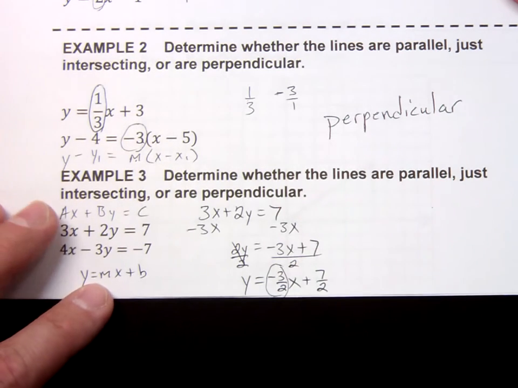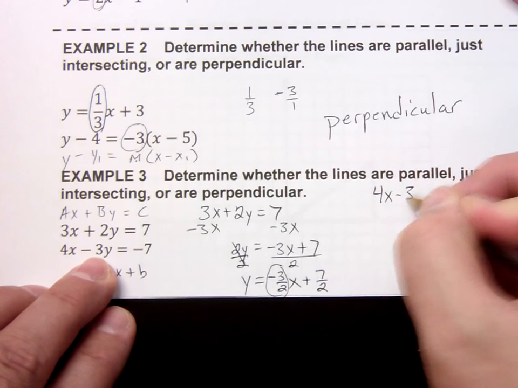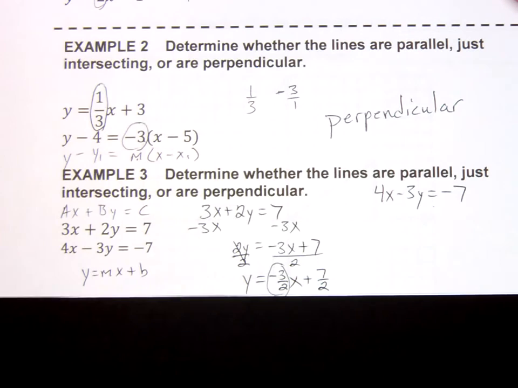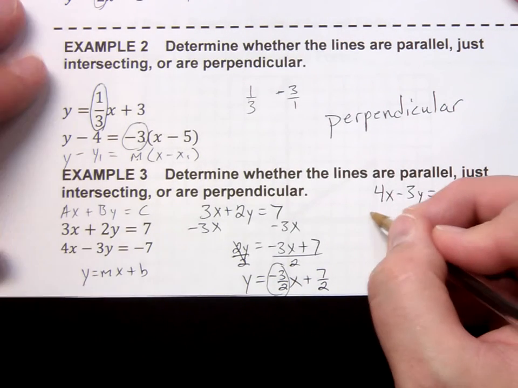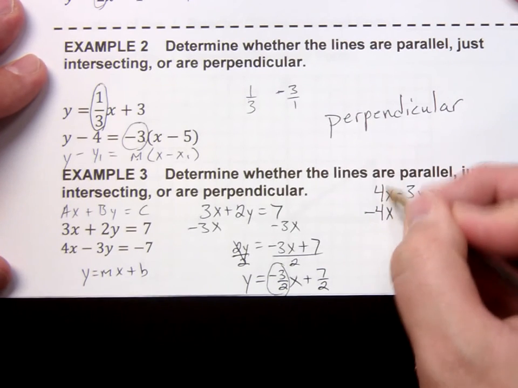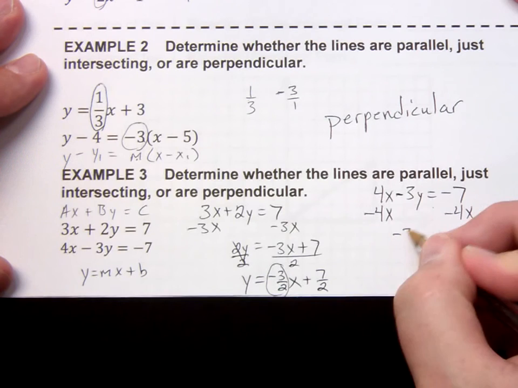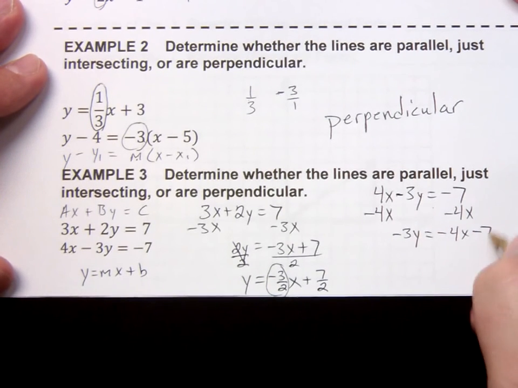negative 3 over 2. Now I need to do the same process with the other equation, because I can't compare their slopes until I have both slopes. Same thing. I want to get it in slope-intercept form. So I want that y all by itself. So I start by getting rid of the x. Make sure you don't forget this sign when you bring this down. So I have a negative 4x and a negative 7.